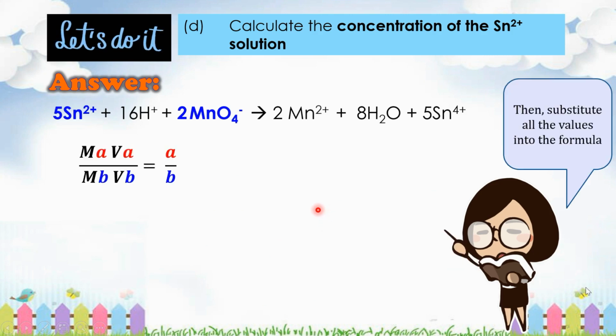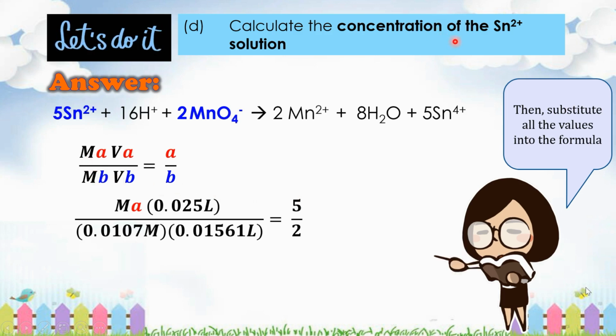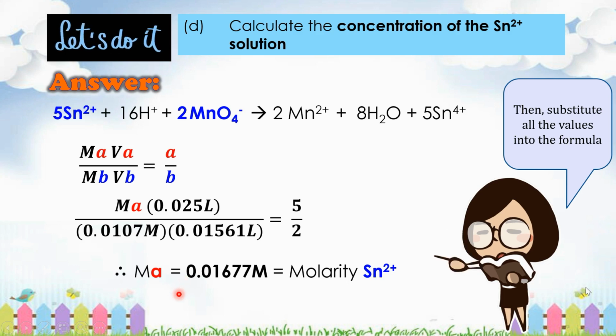For the next step, we can substitute all the values. MA is the concentration of Sn2+ that we want to calculate. VA is the volume of Sn2+, 0.025 liter. A is the coefficient of Sn2+, which is 5. MB is the molarity of MnO4-, 0.0107 molar. VB is the volume of MnO4-, that is 0.01561 liter. Please remember, volume should be in liter, since molar means mole per liter. B is the coefficient of MnO4-, that is 2. Finally we get the concentration of Sn2+, that is 0.01677 molar.